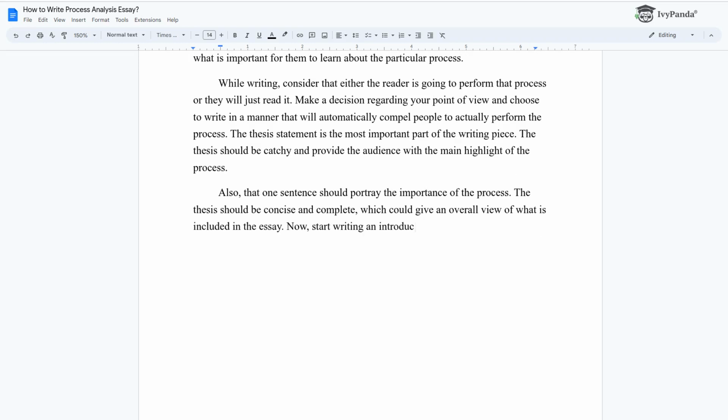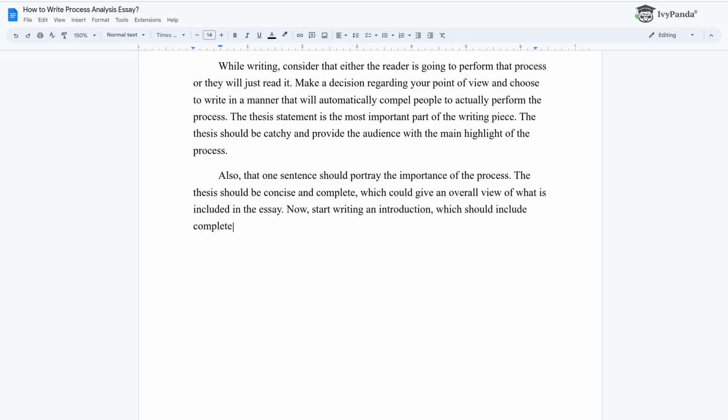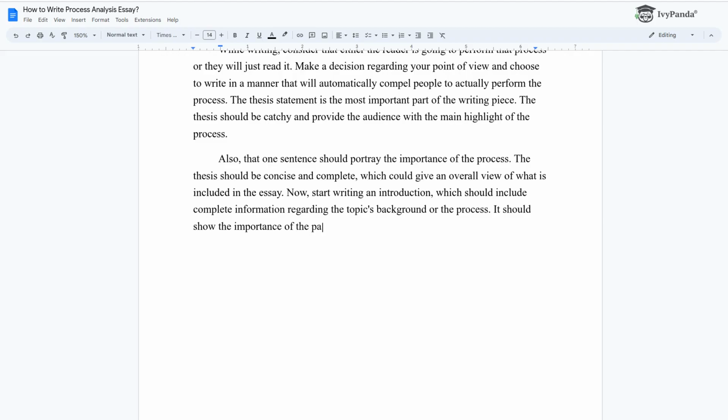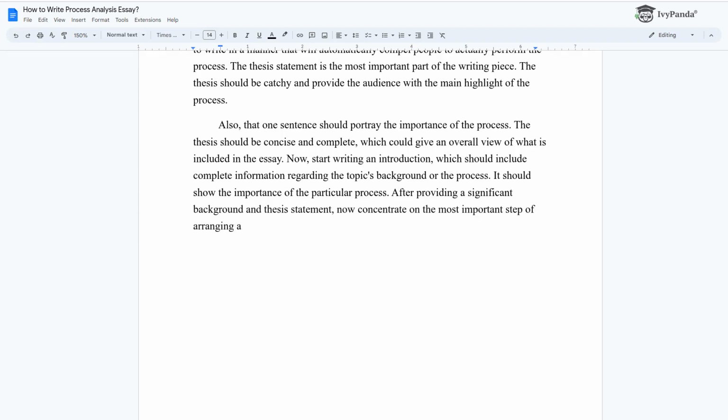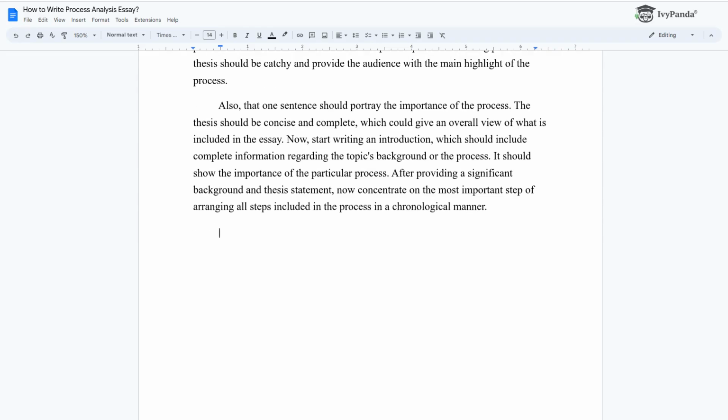Now, start writing an introduction, which should include complete information regarding the topic's background or the process. It should show the importance of the particular process. After providing a significant background and thesis statement, now concentrate on the most important step of arranging all steps included in the process in a chronological manner.